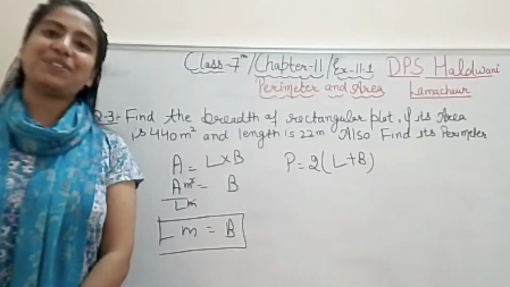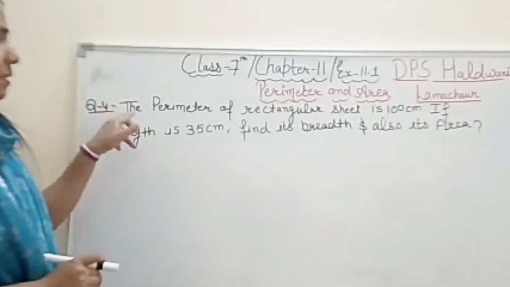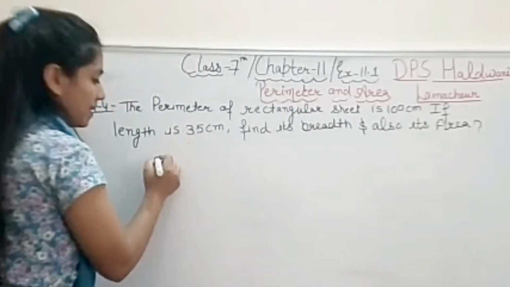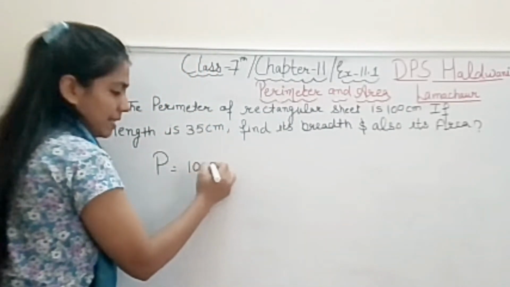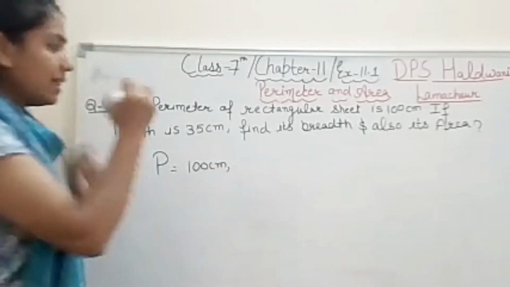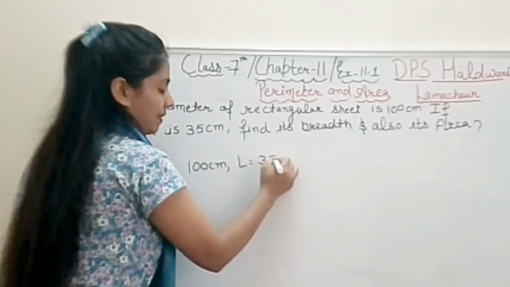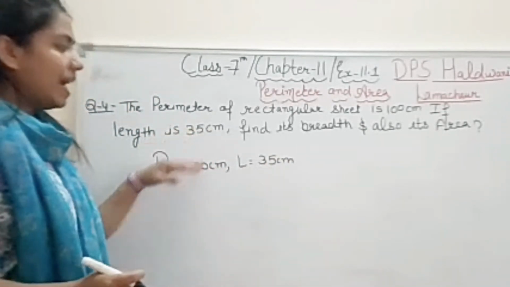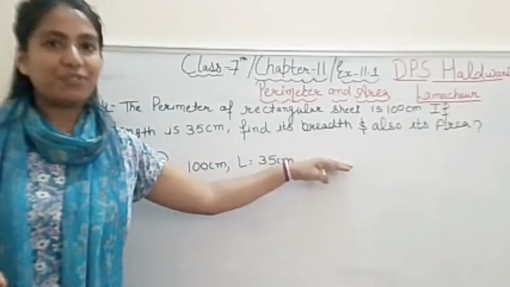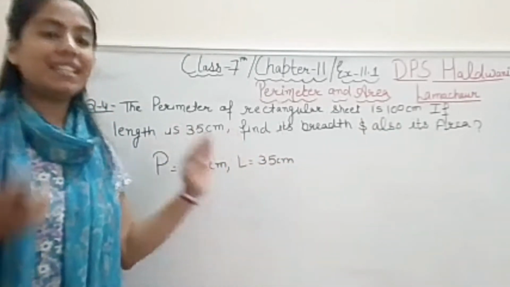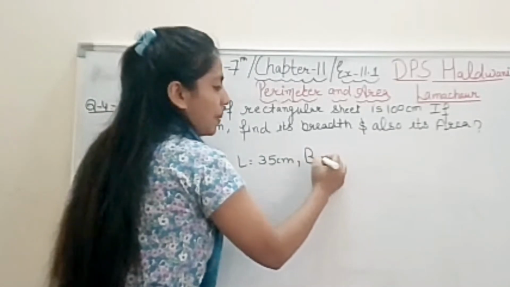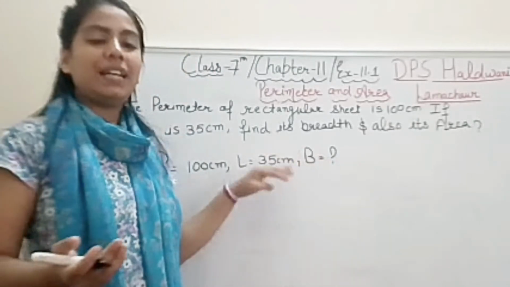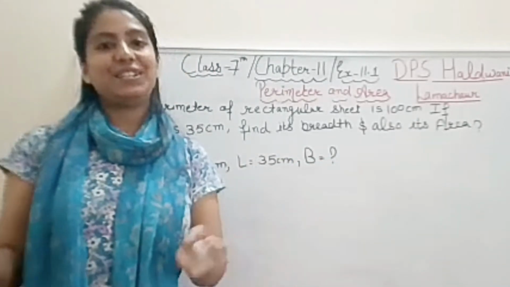Now coming to our next question. Now student, question number 4. The perimeter of a rectangular sheet is 100 centimeter. It means perimeter is given to you, 100 centimeter. Right? And length is given to you, 35. Find its breadth. In the previous question, area and length were given to you and you had to find out the breadth. And here, perimeter and length are given to you. You need to find out the breadth. And next is also find its area. If you know the breadth and length, easily you will find out the area as L into B.